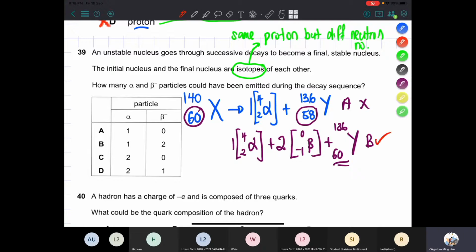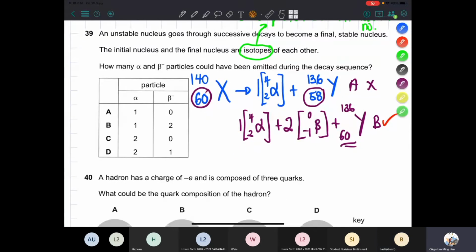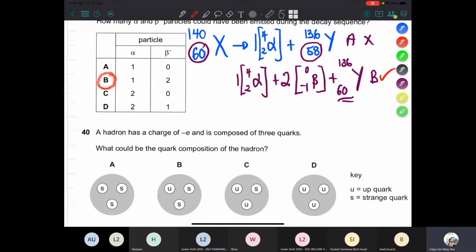Anybody want to comment about this question? Because we do until B, we get the answer already. So I don't want to do C and D anymore. It's confirmed already. Are you okay with the explanation here? Yes. Alright, so this one, the answer will be B. So we no need to do further on.